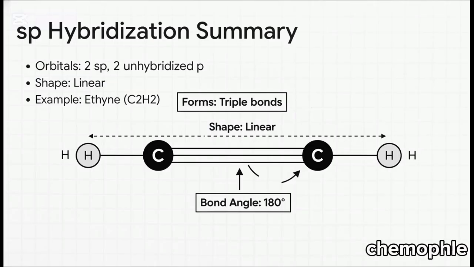Now think about it. If you only have 2 hybrid orbitals, what's the farthest they can get from each other? They just point in opposite directions. This creates a perfectly straight, linear molecule with a bond angle of 180 degrees. The 2 leftover p orbitals then form 2 pi bonds, and you add that to the main sigma bond, you get a triple bond, just like we see in ethyne.